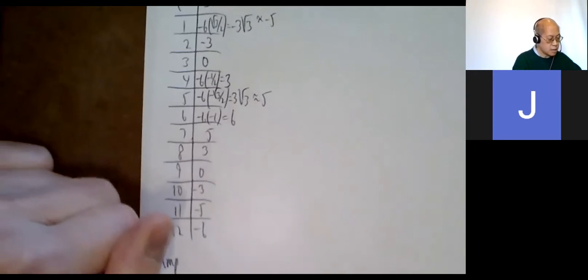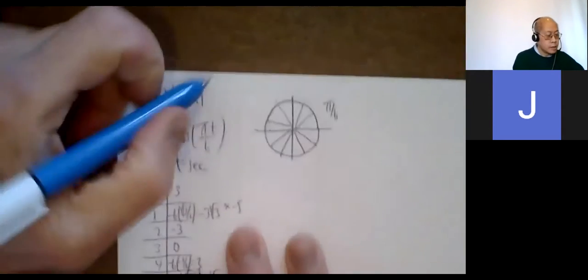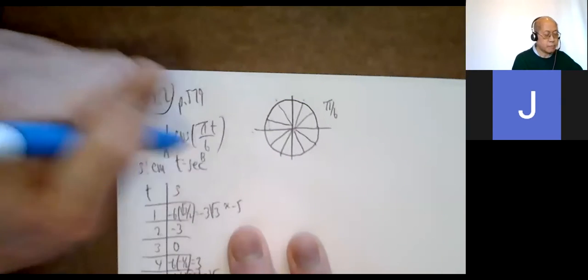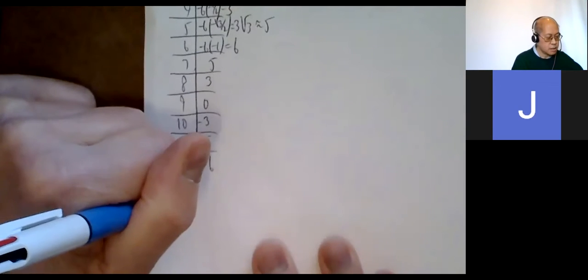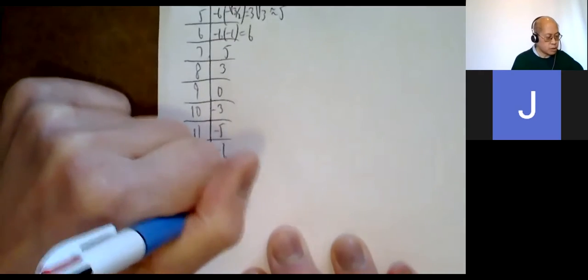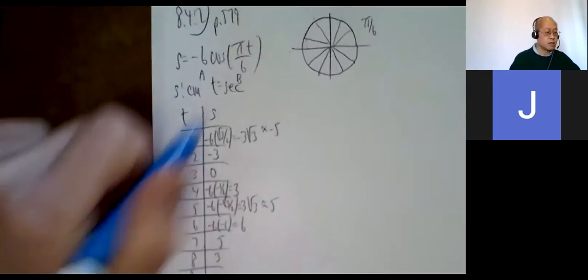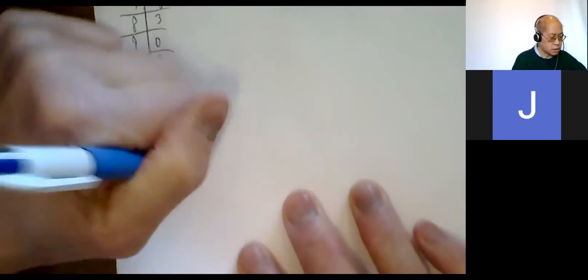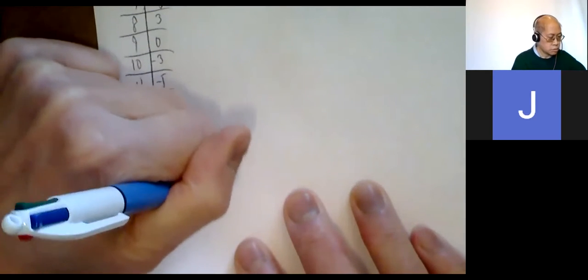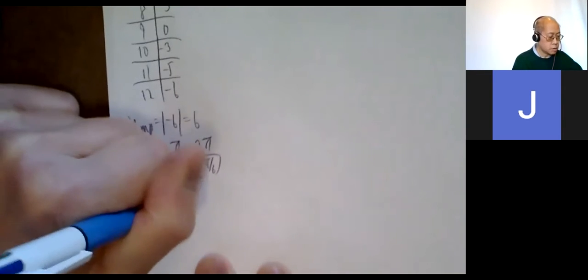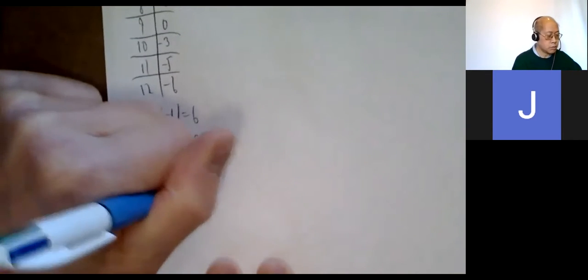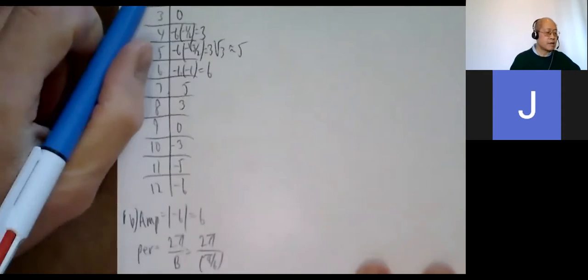Part B, amplitude. This is the A. This is like the B. It looks like there is no C or D. Amplitude is the absolute value of -6, which is 6. Formula for the period is 2 pi divided by B. 2 pi divided by pi over 6. If you divide by a fraction, you multiply by the reciprocal. 6 over pi, cancel, cancel, 12. So the period is 12. They had me take the table all the way out to 12, so that's perfect.